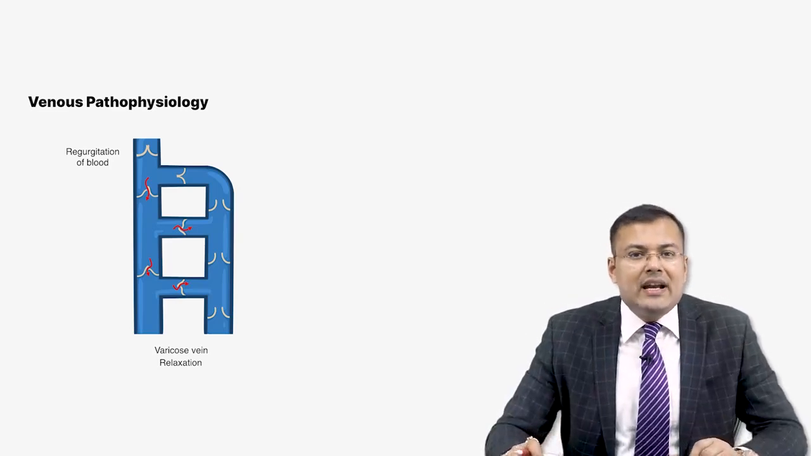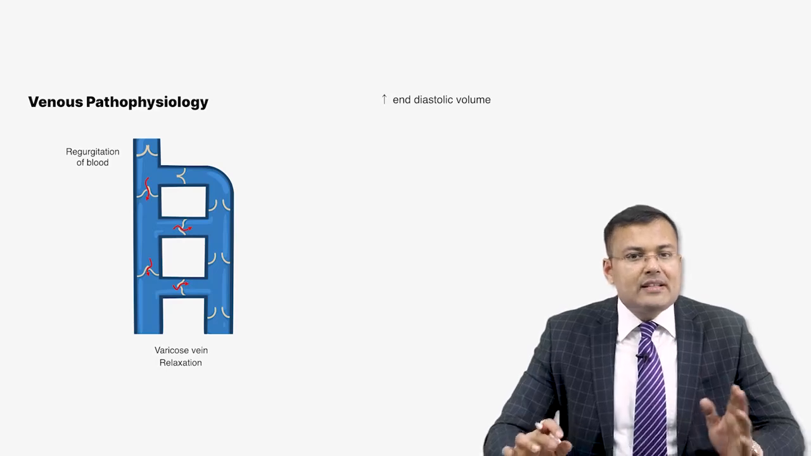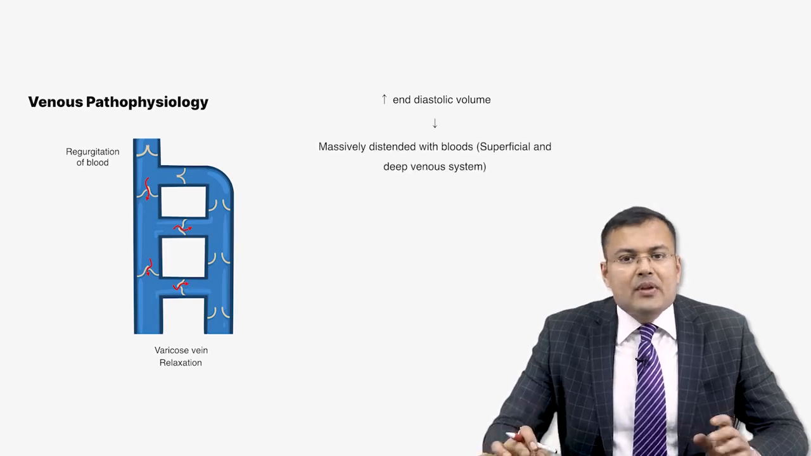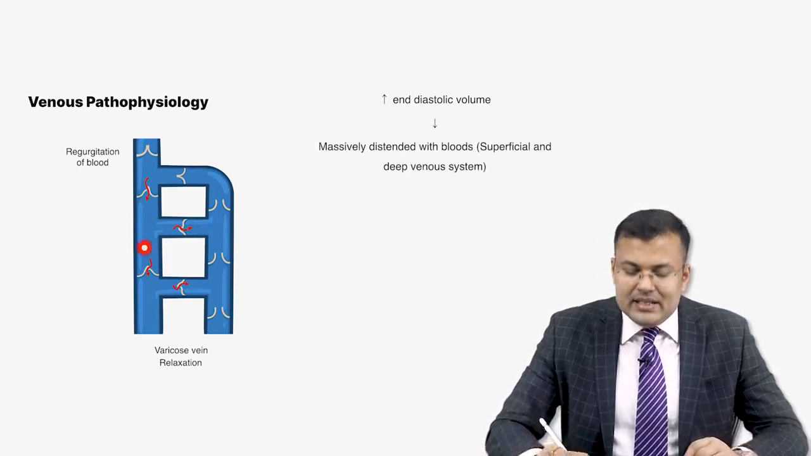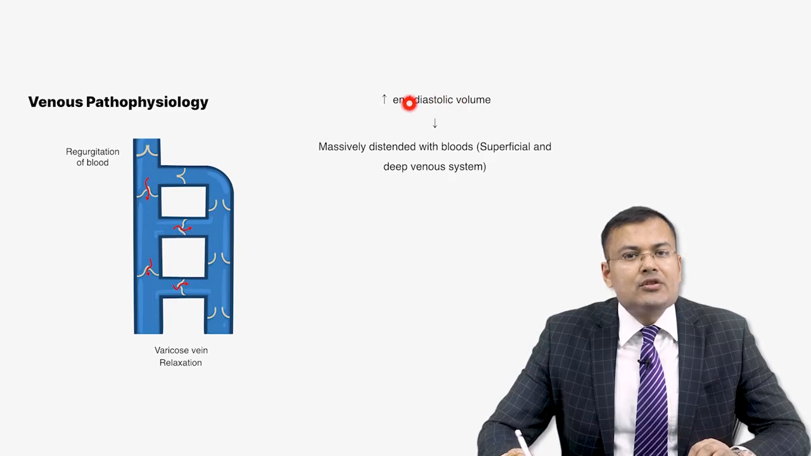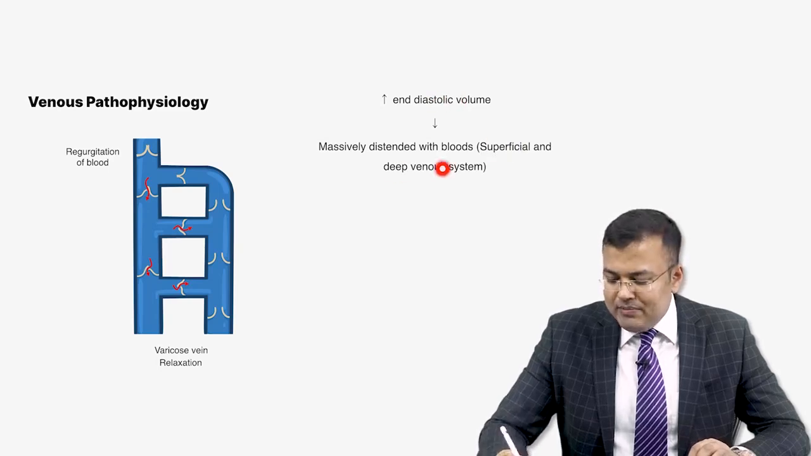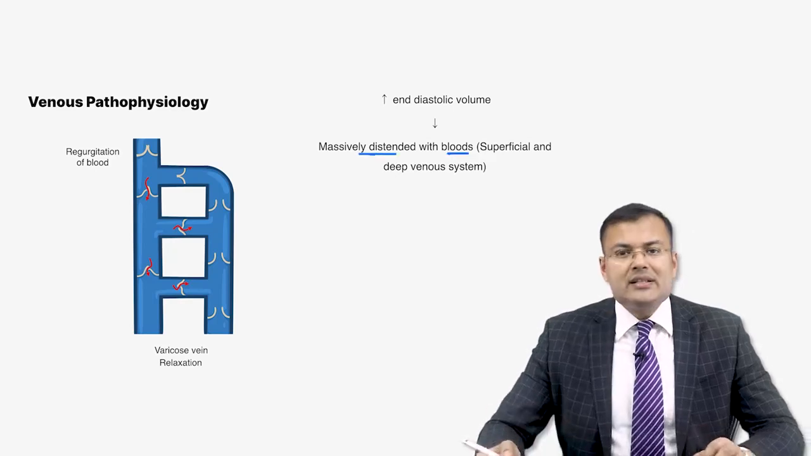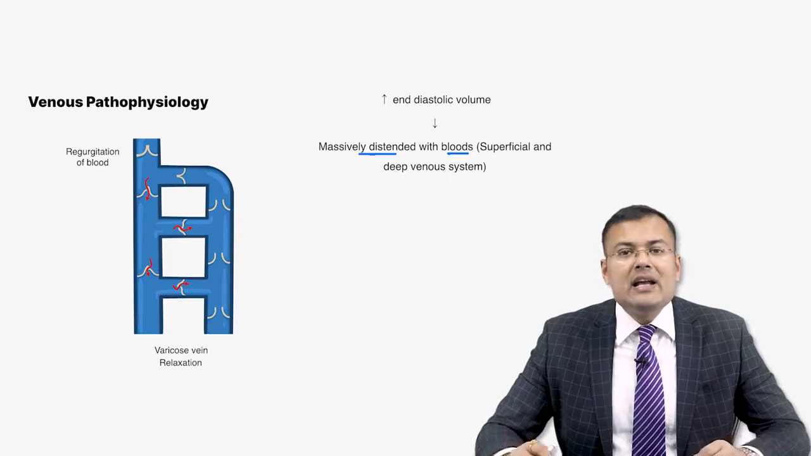There is increased end diastolic volume. And if there is increased end diastolic volume, so what will happen? Mostly both superficial as well as deep venous system will be distended with blood. Since it is distended with blood, what will happen? You can see dilated veins.